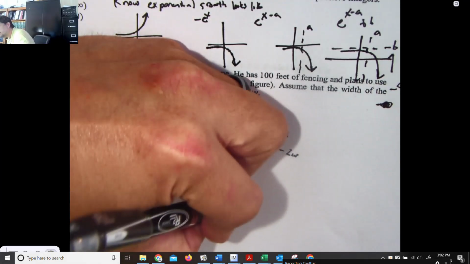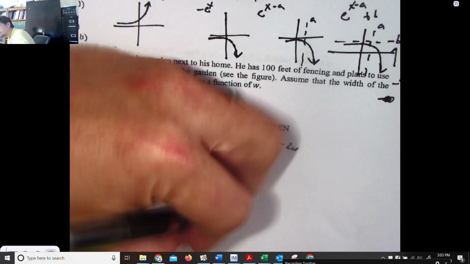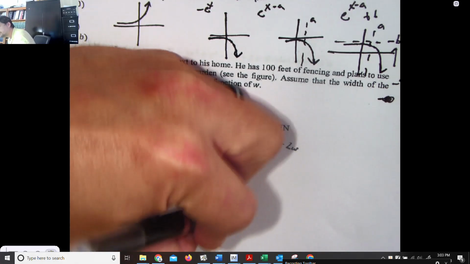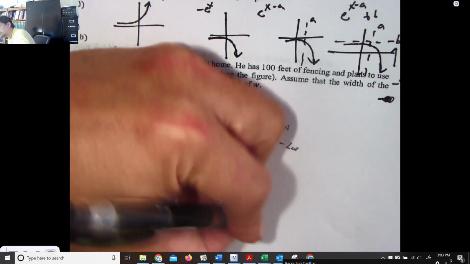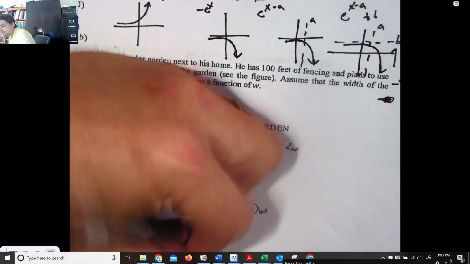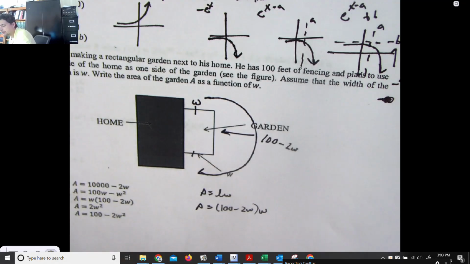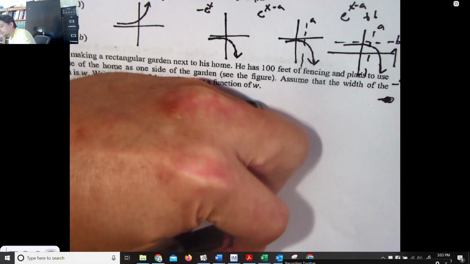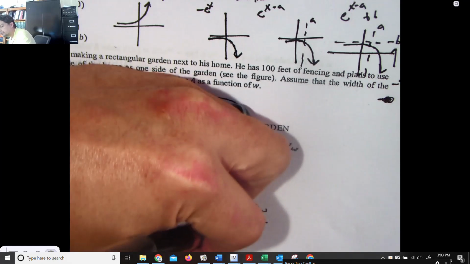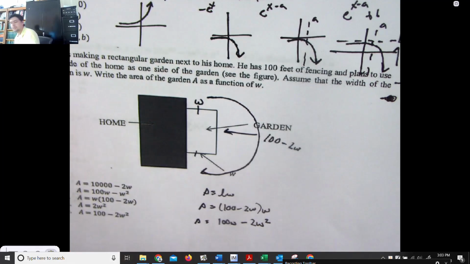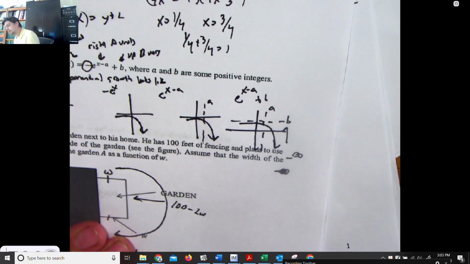Area has always been length times width. The length would be 100 minus 2W. And the width here is W. And that's negative 2W squared plus 100W. Choice E. I guess I should keep going. Be less I have to do tomorrow.